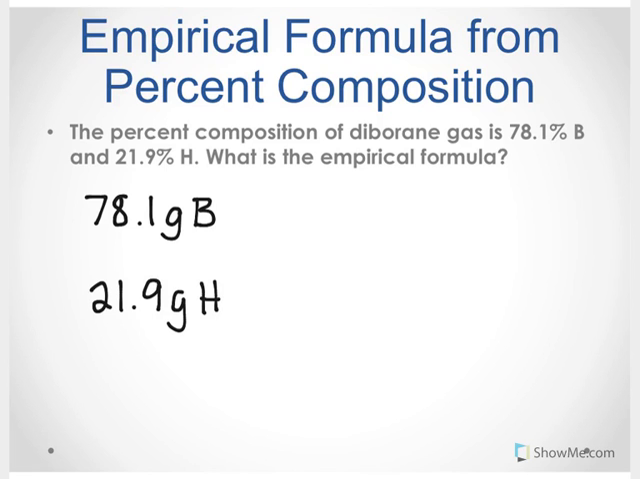Now, we can see here that boron has a much higher mass than hydrogen. But if you remember, or if you look at your periodic table, you will see that hydrogen is actually much smaller and much lighter than the boron atom.